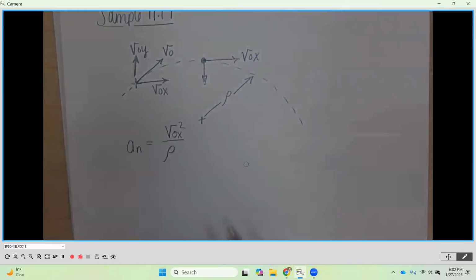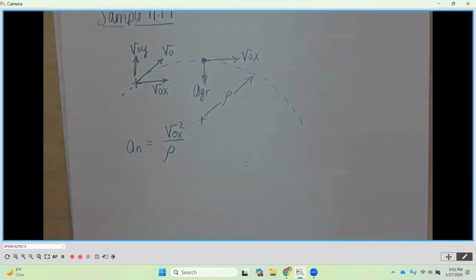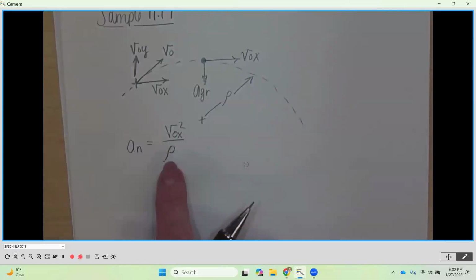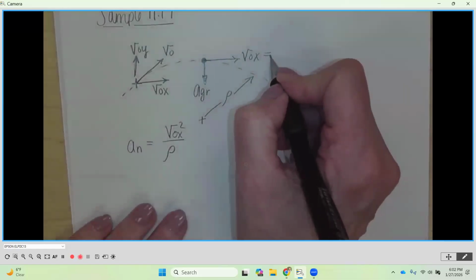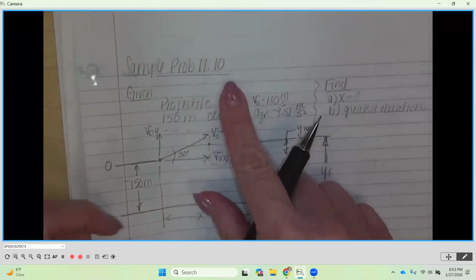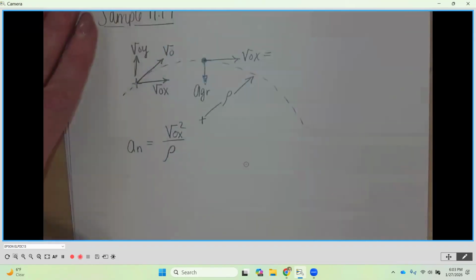It is gravity, yes. So this is going to be equal to the acceleration of gravity. That's going to be our normal acceleration, okay? So our x component, horizontal component of the velocity from problem 1110, so I'm going back to this problem, was the 155.88 meters per second, okay?